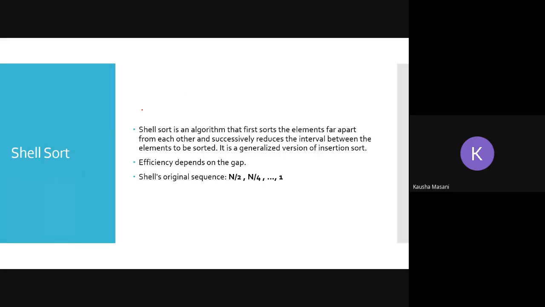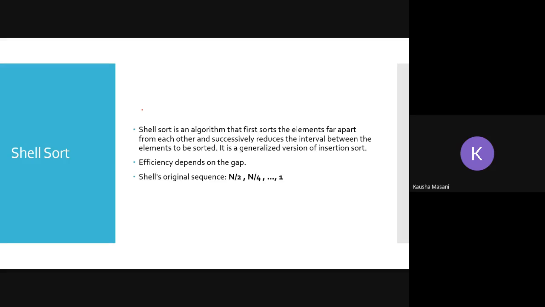Okay. Next is your shell sort. Ever heard about this? Shell sort? Anyone heard about shell sort before? No. Okay. For the rest of you, no, ma'am. All no, right. Okay.